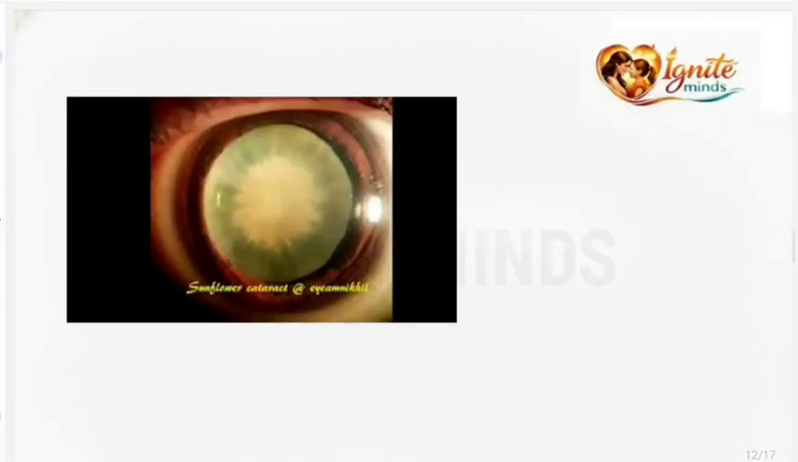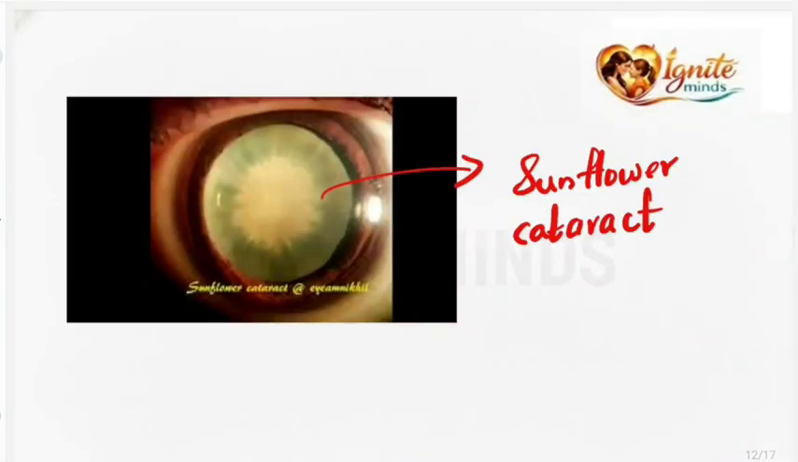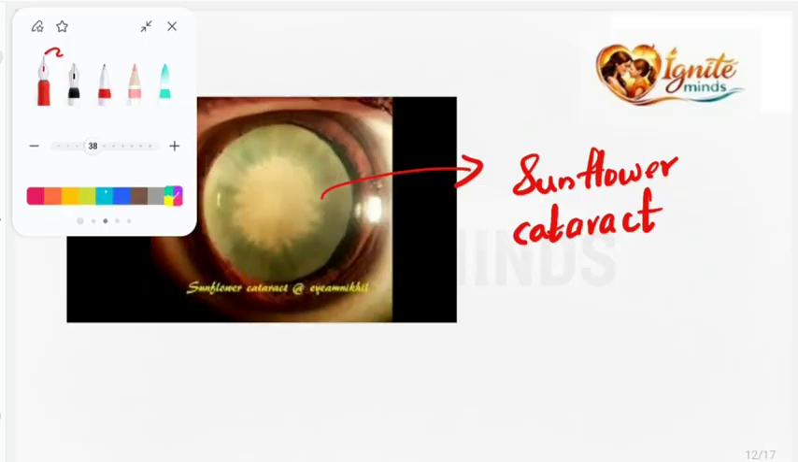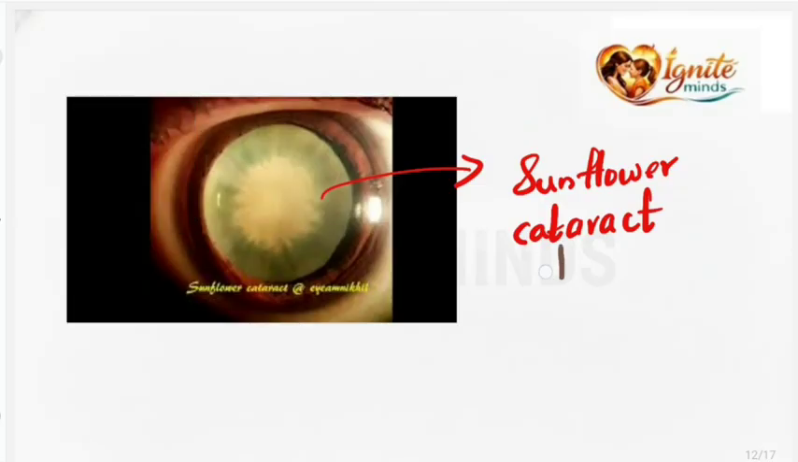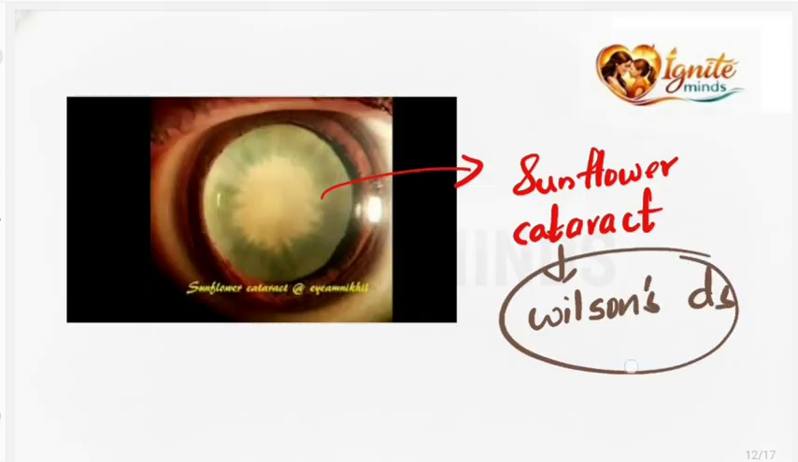What kind of cataract is this? This is sunflower cataract. Now, the sunflower cataract, where do you see it? In which disease condition do you see it? Very good, you see it in Wilson's disease. Now, a few quick points about Wilson's disease.